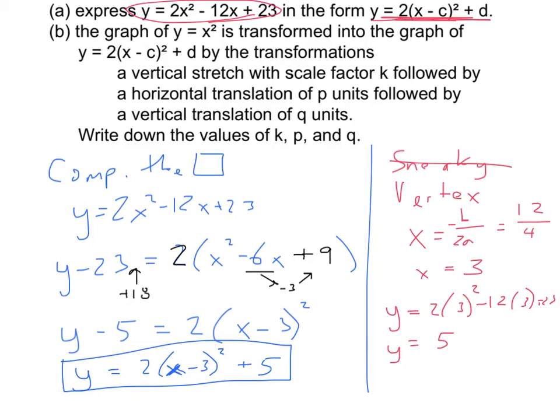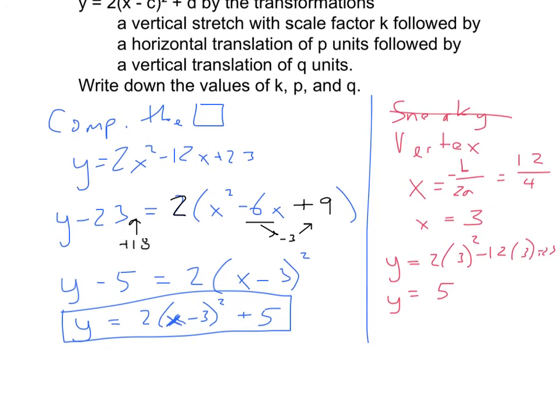Now, how is that helpful? Well, we know that vertex form is supposed to be y equals some constant in the front, and I'll have to ignore that for a second. So some constant times x minus the x-coordinate of the vertex, which is 3, squared, plus the y-coordinate of the vertex. The y-coordinate of the vertex for us is 5.